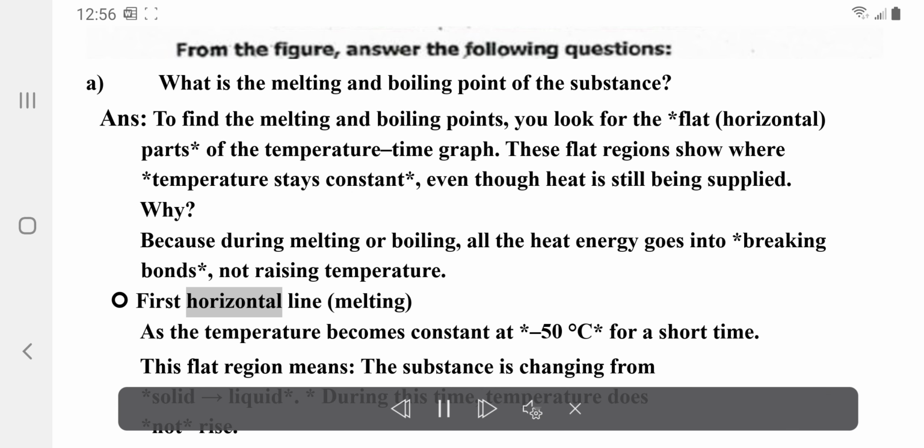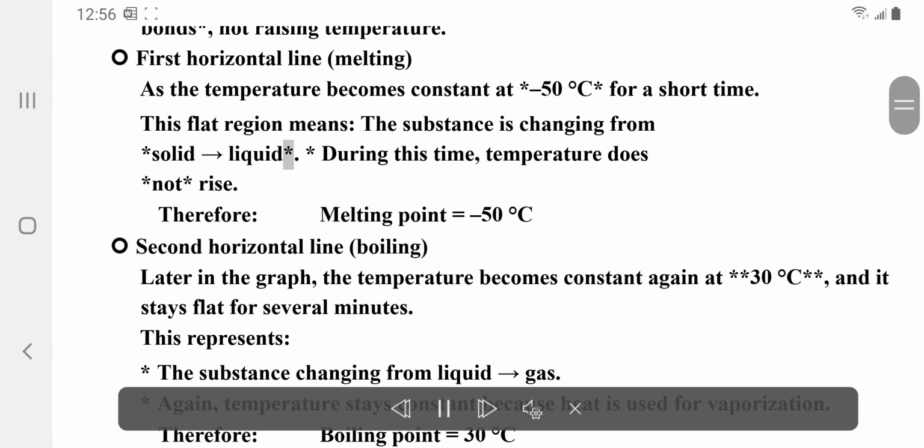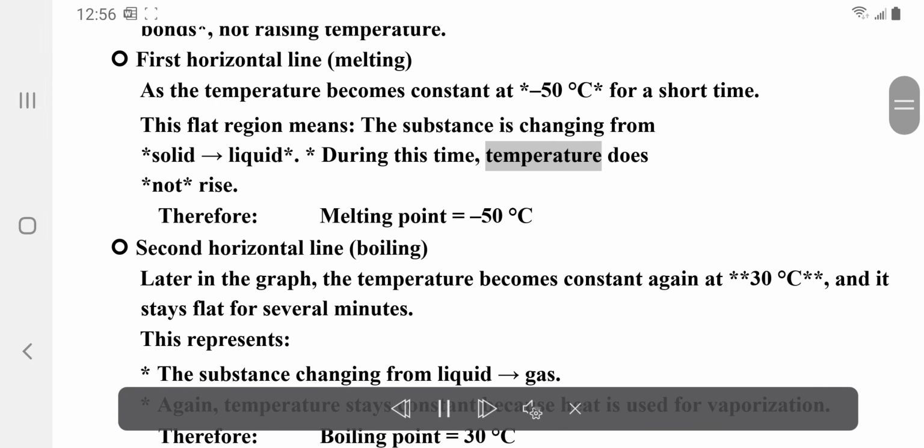First horizontal line. Melting. The temperature becomes constant at 50 degrees C for a short time. This flat region means the substance is changing from solid to liquid. During this time, temperature does not rise. Therefore, melting point equals minus 50 degrees Celsius.